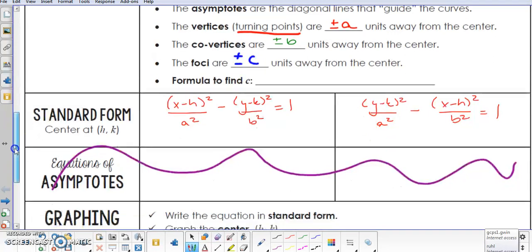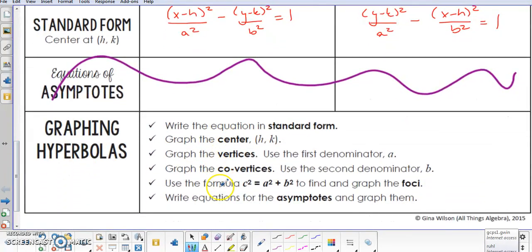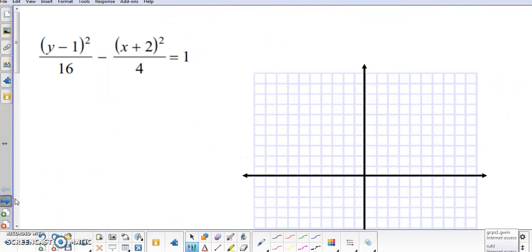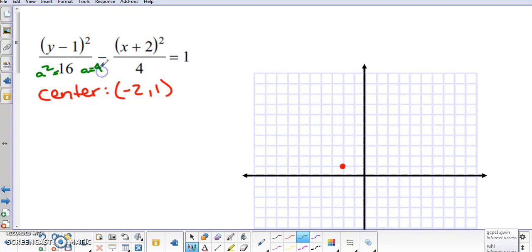All right, here's your little checklist on how to graph. Let's put it together. So right here, we have our center. Our center is going to be at (-2, 1). So we'll go ahead and go to (-2, 1). And then here, my a squared is always on the left. So this is a squared. So that means that a equals 4.